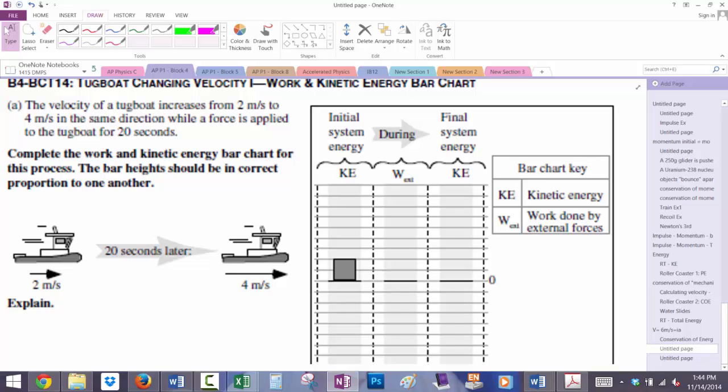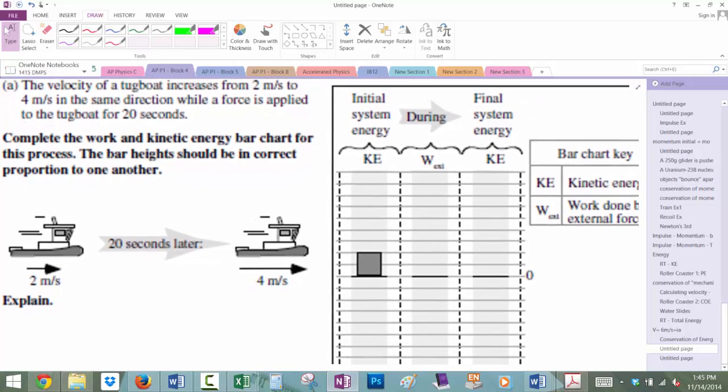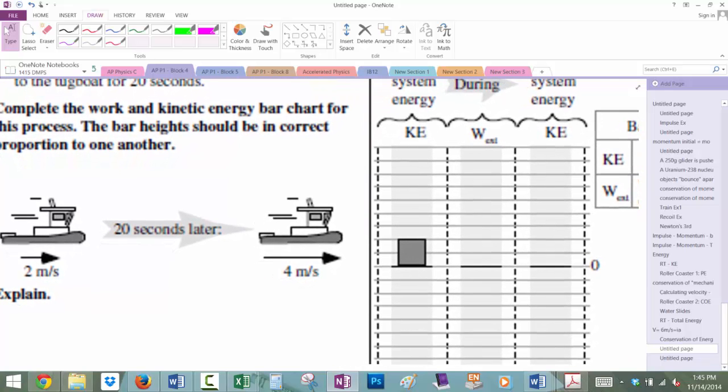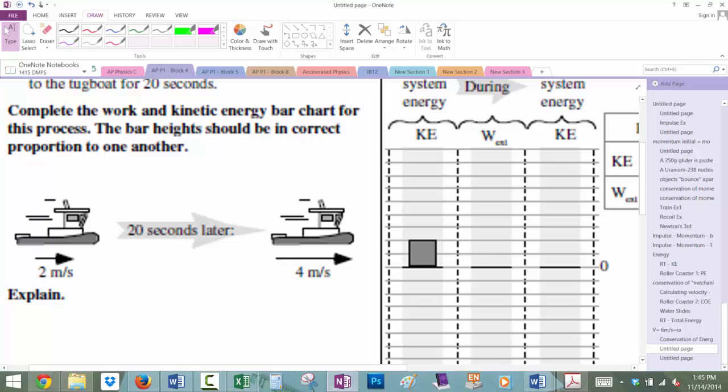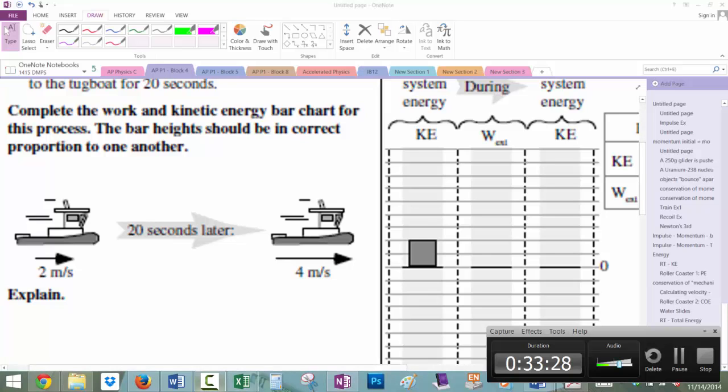All right. This thing says complete the work energy bar chart. So they're throwing work into it now because the system is just what? What's in the system? Just the tugboat. So the tugboat is the only thing in the system. This one wants the bar heights to be proportional so that this matches. I want you to talk to your neighbors about how you might do this and go ahead and write it on your boards. Let me make this a little bit bigger. Have a conversation. See if you can figure it out.